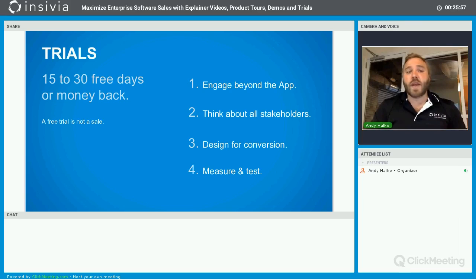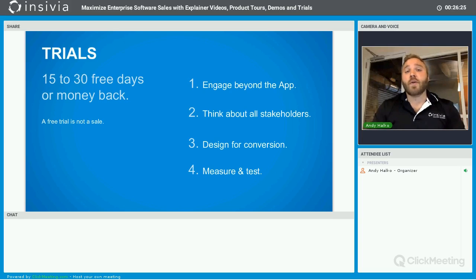Now with trials, there are different ways that you can handle it. You could do 15 to 30 days free. You could do a money back guarantee. Typically, if you're talking about a larger software with a bigger implementation, you can have some sort of guarantee. There are different ways to handle it, and it depends on your audience, the type of software, and how they'll be engaged. You want a longer trial if you have software that is going to take time for people to really understand how it fits in their organization.